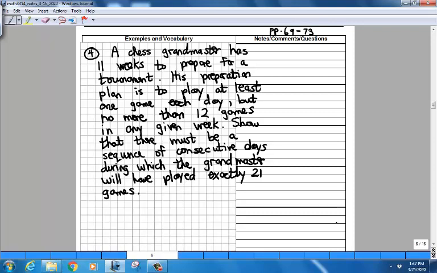I'm going to make partial sums very similar to the prior example. So let's let A1 be all games played on the first day. Of course, that's just the games played on the first day. But we're going to continue with this pattern. So we're going to let A sub 2 be all the games played on the first 2 days.